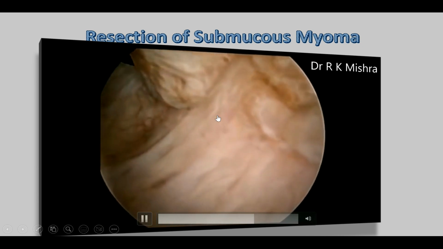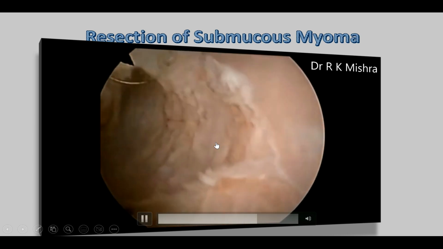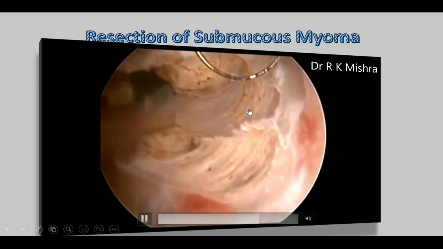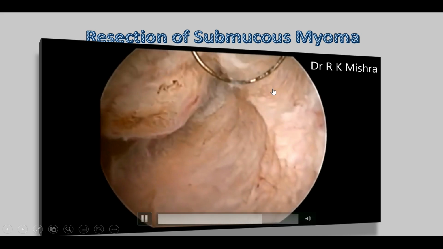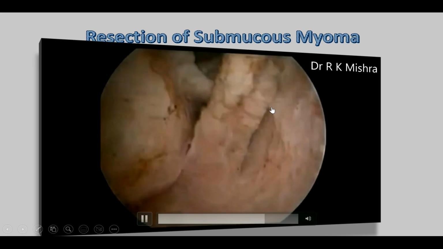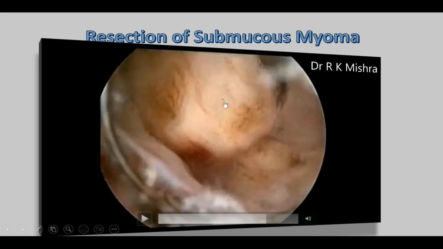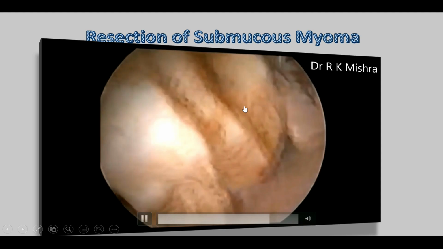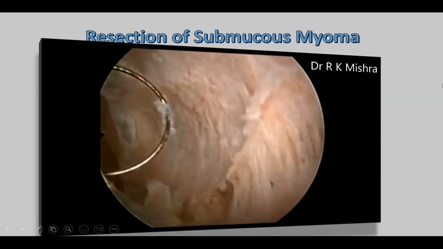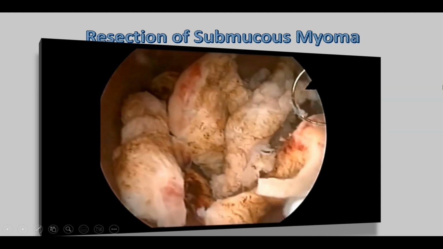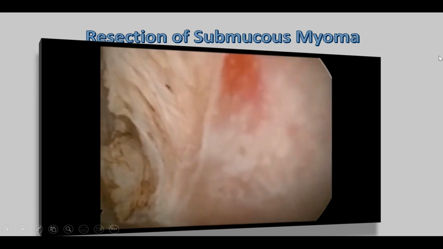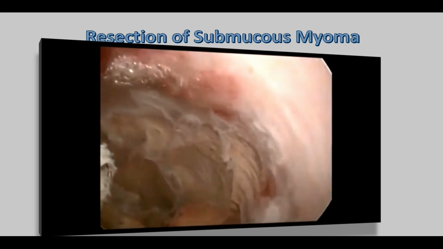Now you should never try to dig it, otherwise you will break the internal circular layer of the muscle and you will enter into the venous plexus. It is not necessary to remove the complete 100%. Even if you have done de-roofing of 90% of the myoma, the remaining will degenerate automatically and come out in a subsequent cycle, and that's all, it's done. So it's a very easy surgery, especially if it is a small 2-3 centimeter myoma, and if it is predominantly intracavitary, it is possible to do in only one sitting.